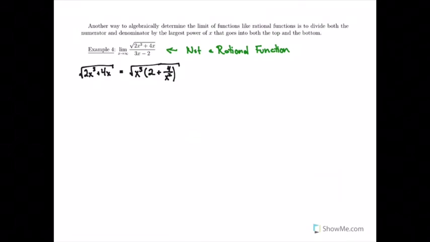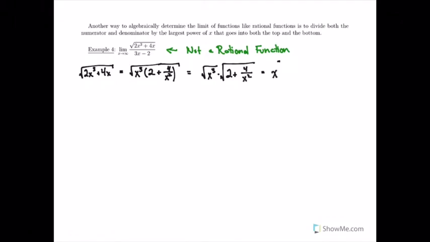Then we can take out that x cubed in the square root, and this would give us the square root of x cubed times the square root of 2 plus 4 over x squared, which we can write as x to the 3 halves times the square root of 2 plus 4 over x squared. And this is what we want, this x to the 3 halves. This is the biggest power that we're going to divide by.